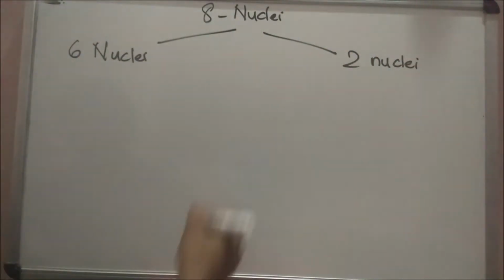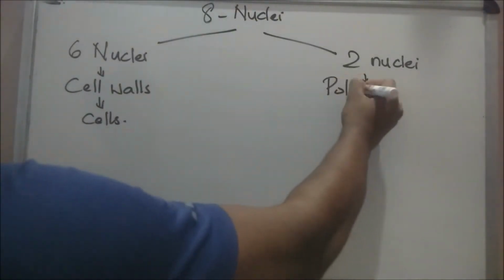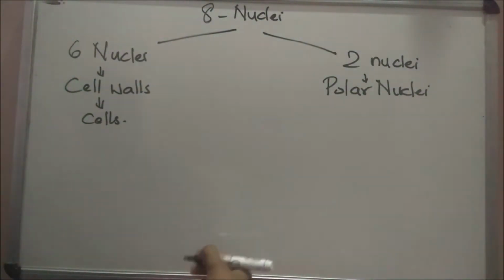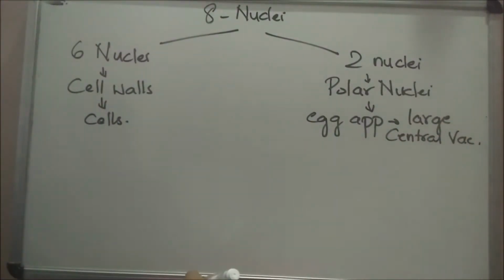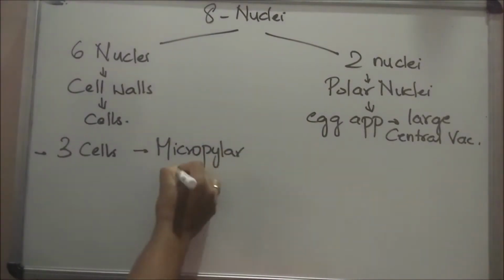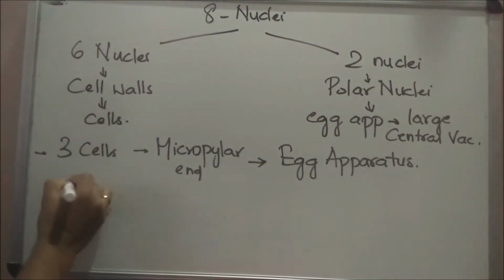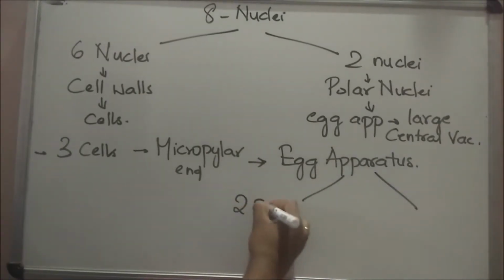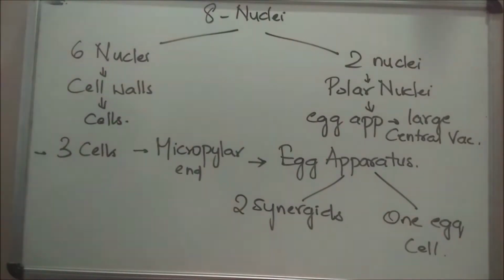The six nuclei are surrounded by cell walls and organized into cells, whereas the 2 nuclei are the polar nuclei, situated below the egg apparatus in the large central cell. The 3 cells are grouped together at the micropylar end and constitute the egg apparatus. The egg apparatus consists of 2 synergids and 1 egg cell.